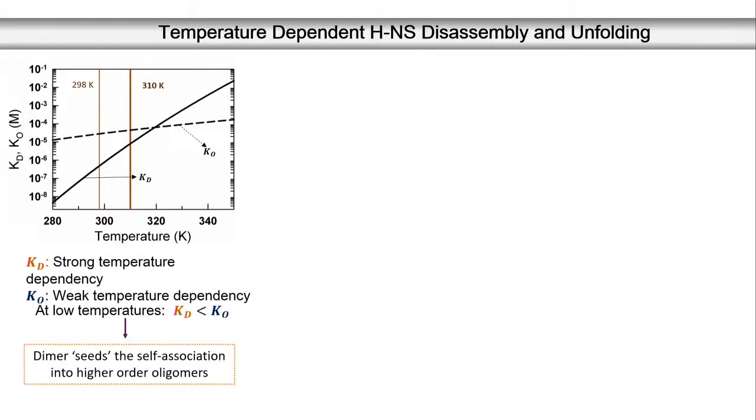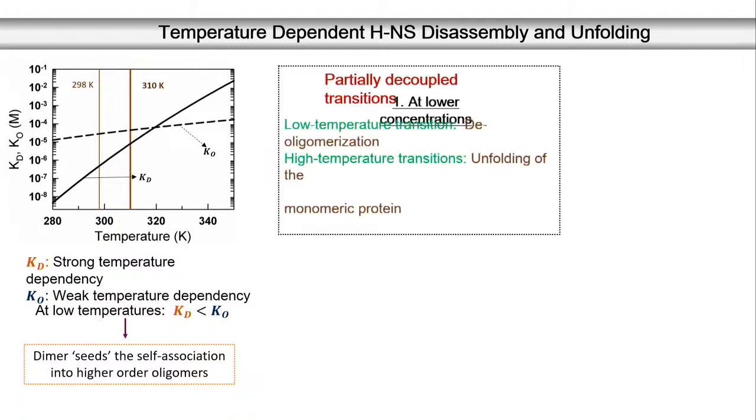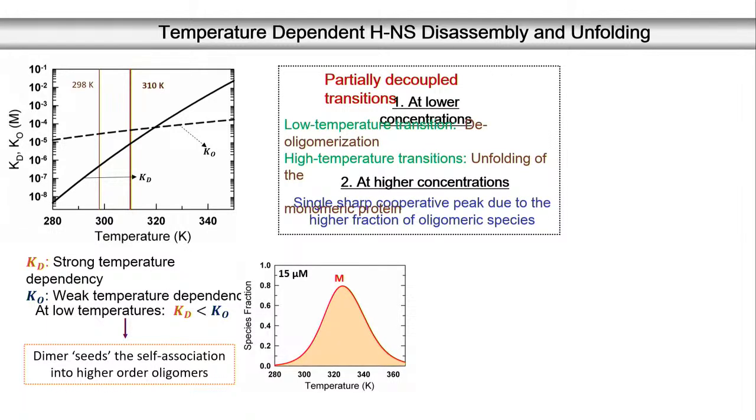So effectively the story here is that the dimer seeds the self-association into higher order oligomers, and again I would not get into this because of these issues here, but since you have this particular model and since this reproduces the populations, I can actually plot the population of these different species as a function of temperature.